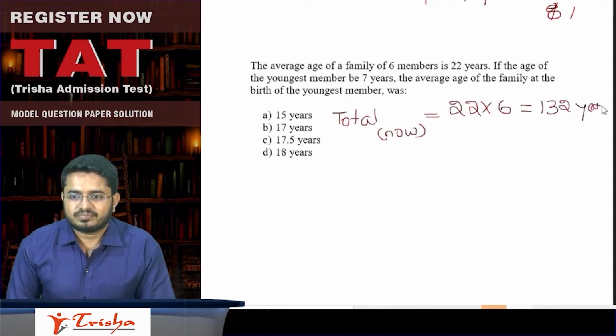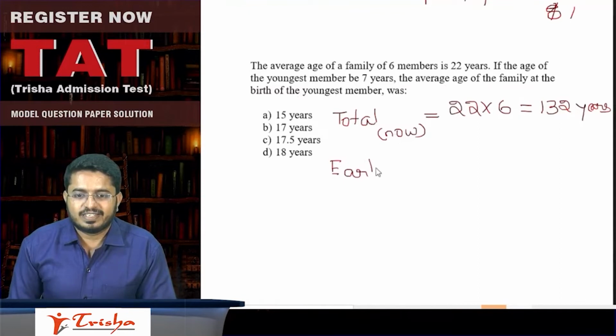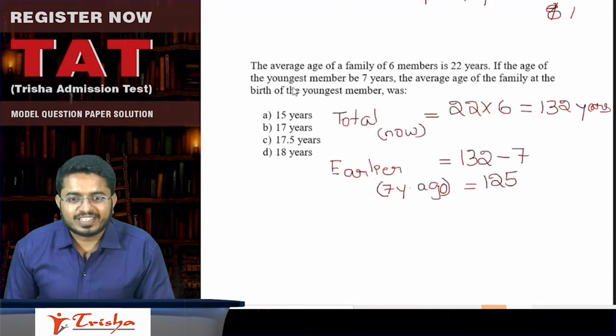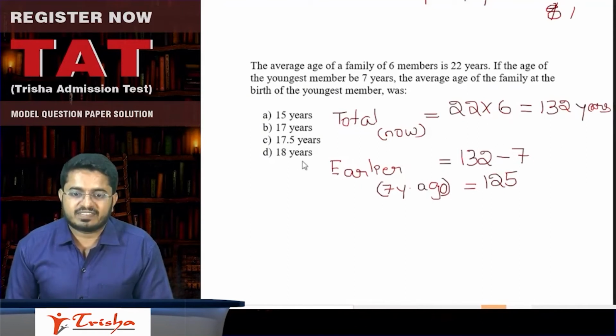Okay. Next, because the youngest member is 7 years old, we have to go back, right? At the birth of the youngest member means we have to go back 7 years, earlier, correct? So 7 years ago, obviously what will happen? 132 is the total now. If we go back 7 years, we have to deduct that 7 years, right? So 125. Please understand, should not stop here. If you go back 7 years, will only the youngest member's age reduce? Everyone's age will reduce by 7. Yes or no? So out of 6 people, you have taken out 7, which is of only 1 person. What about the remaining 5? Their age also you have to deduct.